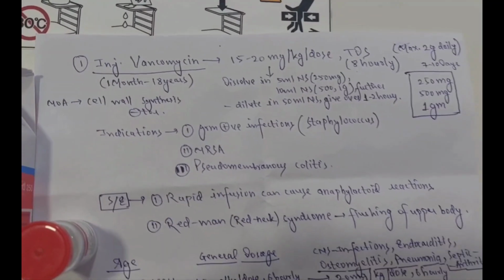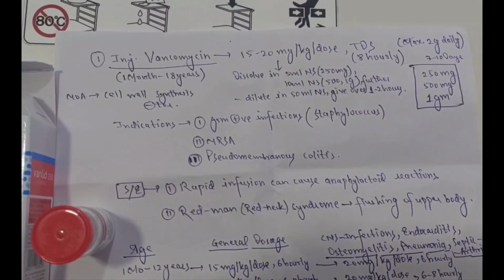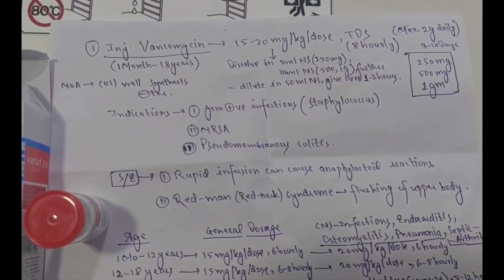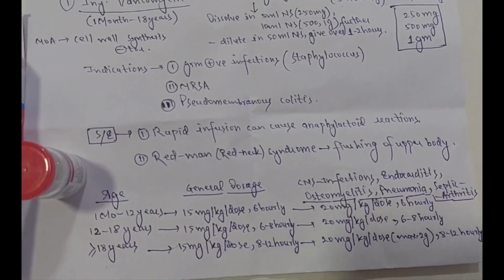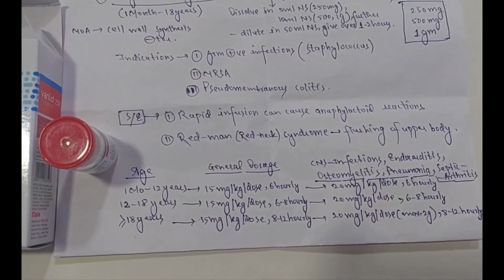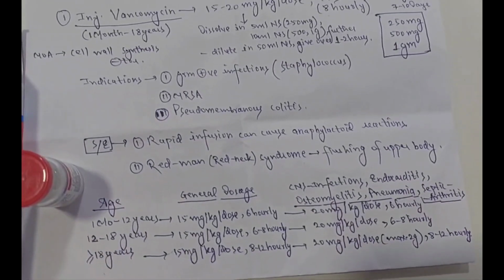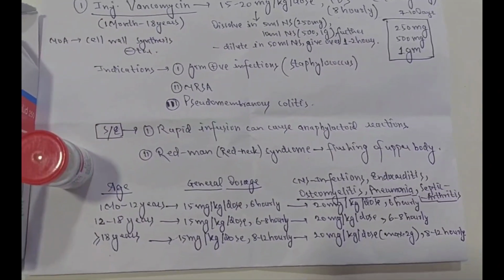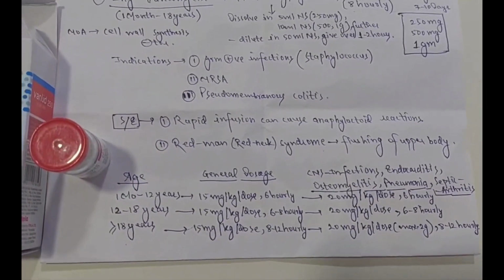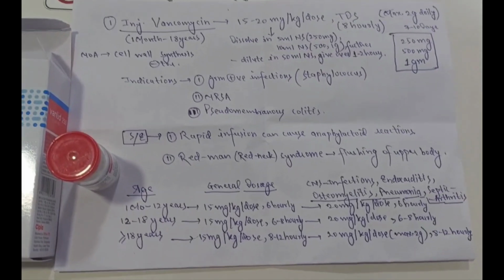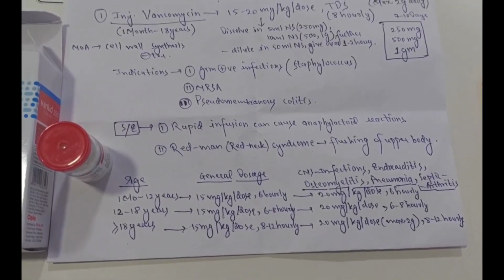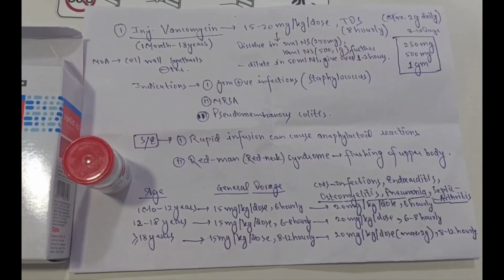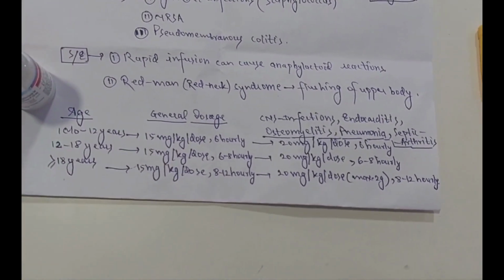And the mechanism of action of vancomycin is that it is a cell wall synthesis inhibitor, and we have seen the indications. It is used basically for gram-positive infections, and there are some side effects of vancomycin. If rapid infusion is given, it can lead to anaphylactic reactions, and it can also cause Redman syndrome, that is flushing of the upper body. This is most commonly noticed in patients who are receiving vancomycin. So we have to give it very slowly, that is over 1 to 2 hours, and we should not give a rapid infusion of vancomycin.